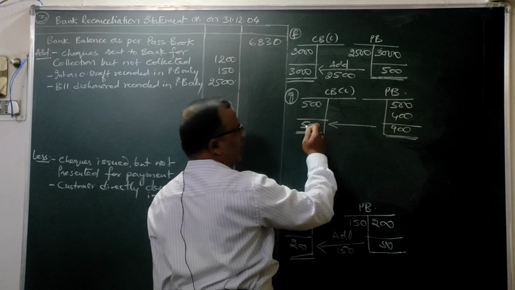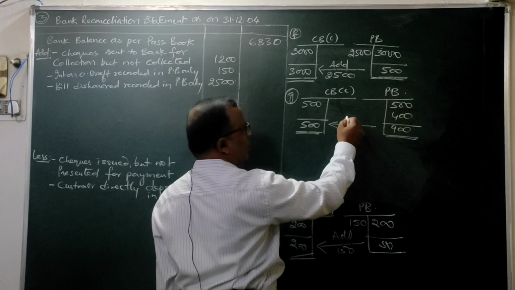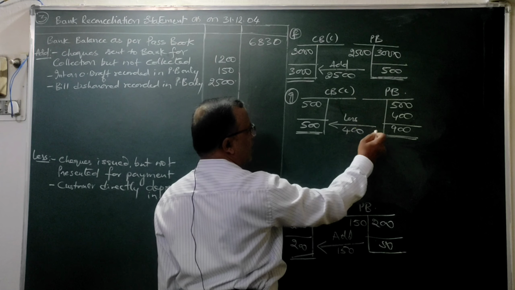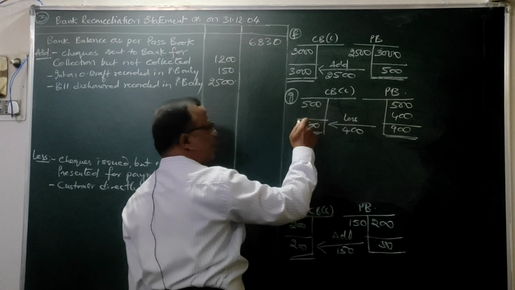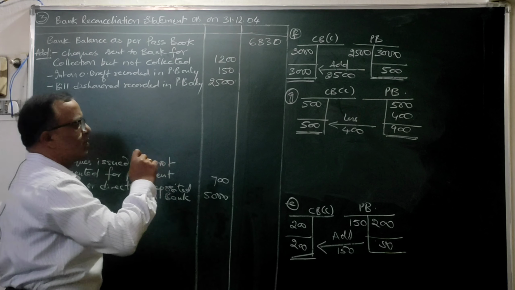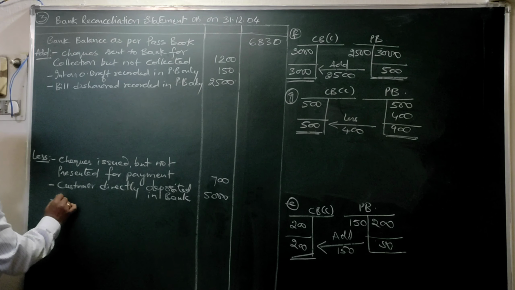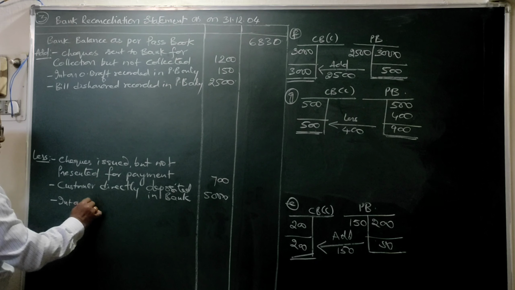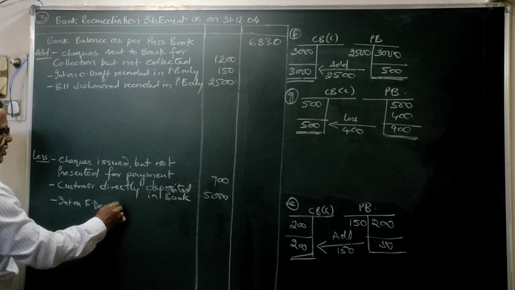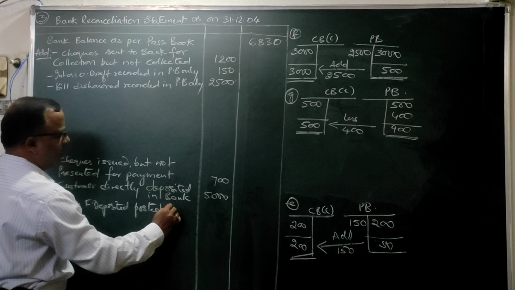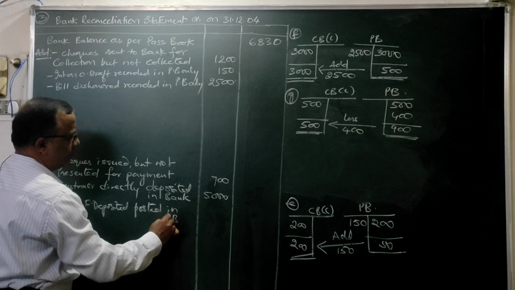So 900 should be converted to 500, which means from this 900 what should we do? We should subtract. Subtract how much? The difference between these two, 400, because we should convert this amount to make it equal to this amount. So 400 we should subtract. So from the less, what will you say? Interest on fixed deposit posted in passbook only.